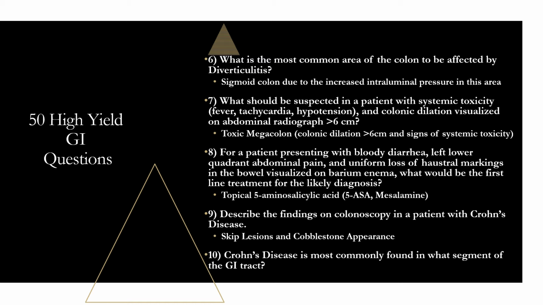Question 10, Crohn's disease is most commonly found in what segment of the GI tract? So Crohn's disease is most commonly found in what segment of the GI tract? It's going to be the terminal ileum. The way I used to remember that is TI makes CDs, like TI the rapper, he makes CDs. So TI, terminal ileum, CD, Crohn's disease. That's the way I remembered it.